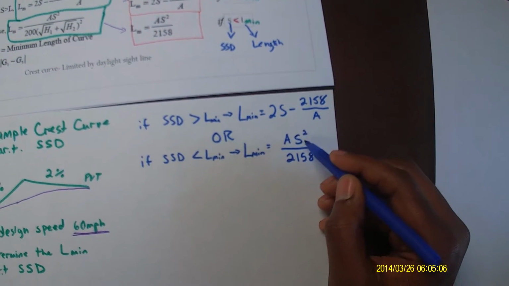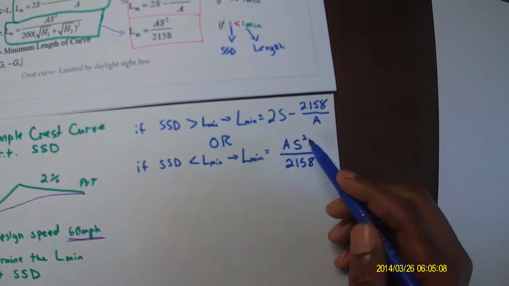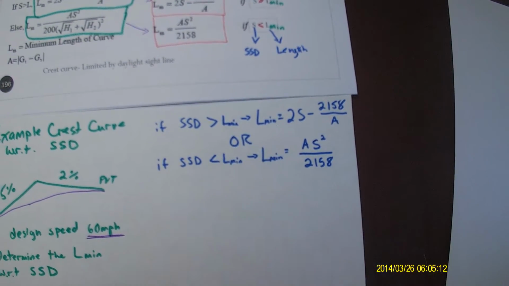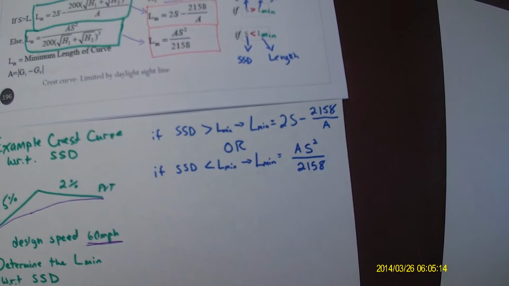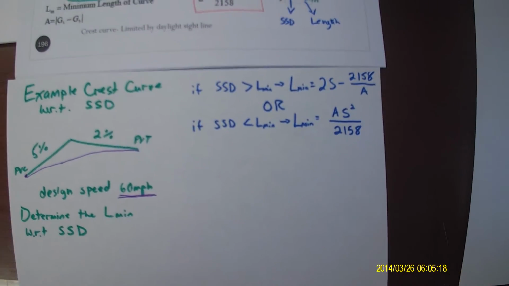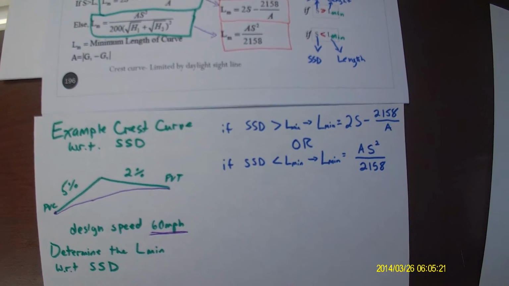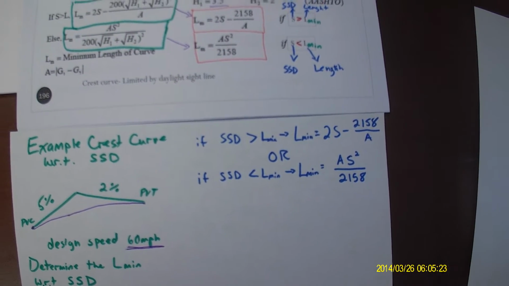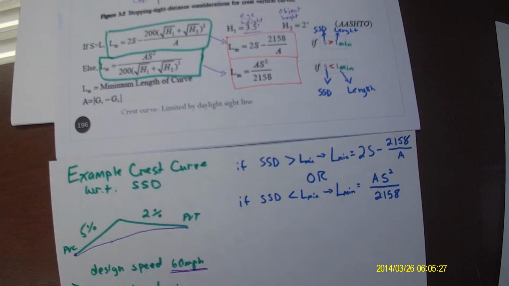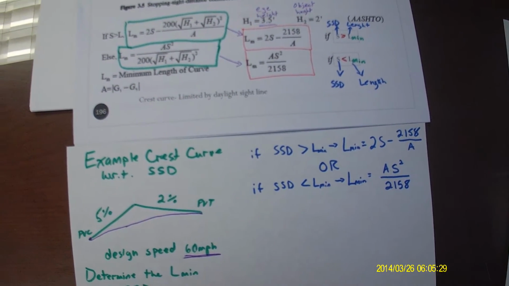Now I'm writing in S here. This S is still stopping sight distance. I don't want you to get that confused, but I'm keeping it as S because that is the way it's written on your notes and other reference books. So S means stopping sight distance here. We're going to use one of those two. Since we have stopping sight distance, one of the very first things we have to figure out is what the stopping sight distance should be.